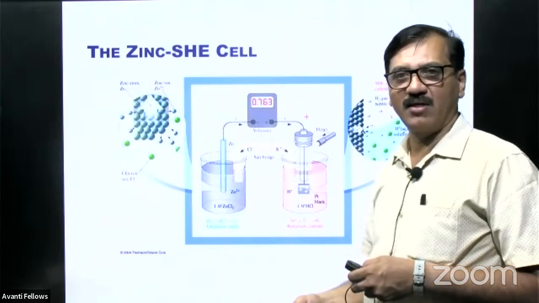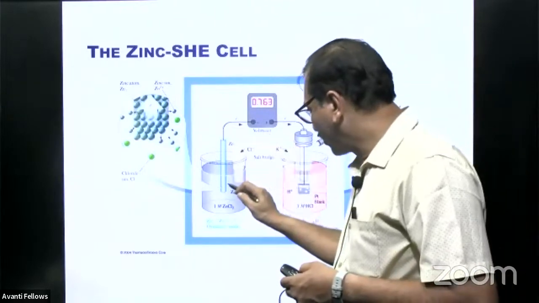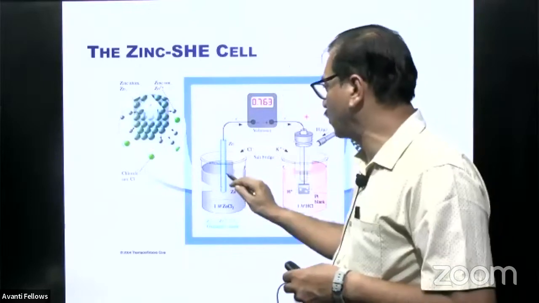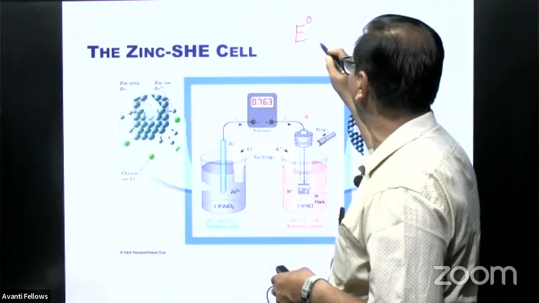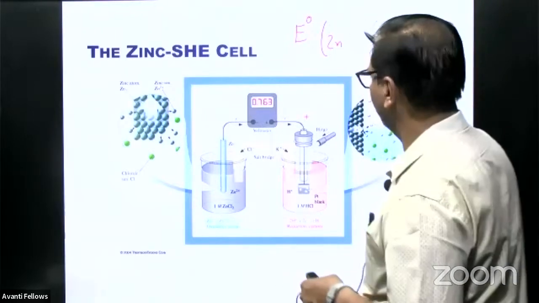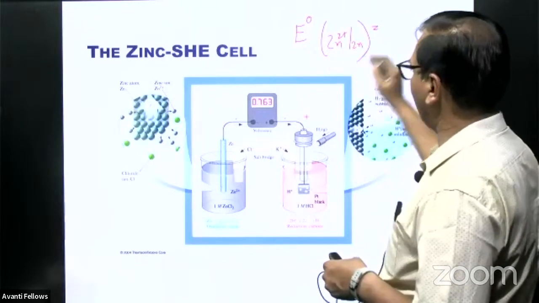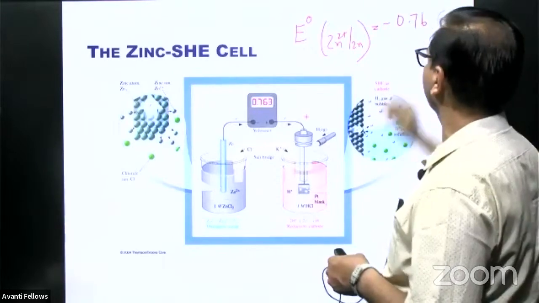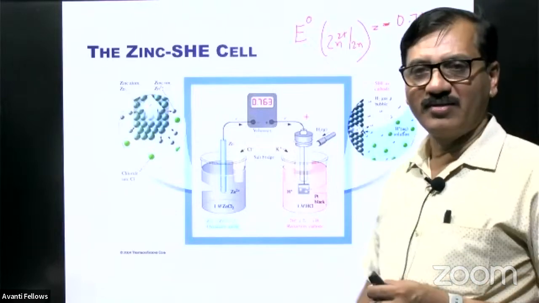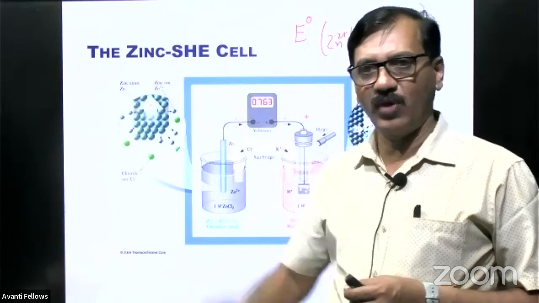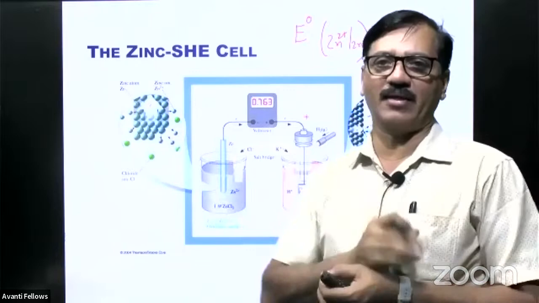Always we express potential as reduction potential, and since oxidation is going on here, zinc being the better metal, its electrode potential value, that is the E0 value of Zn2 plus / Zn, which is a reduction, is taken as minus 0.76. Why this minus sign? Because we want to know the reduction tendency of each species.